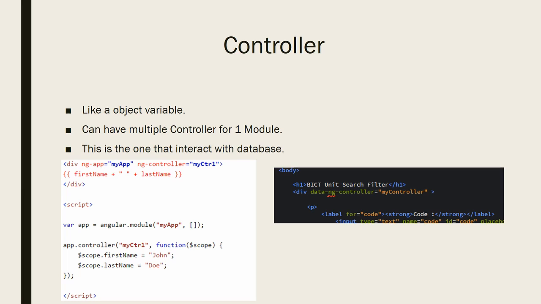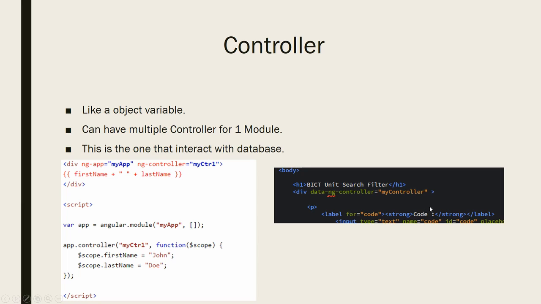This is the one that interacts with the database, like a mediator where you can put code or functions inside it. And this is how it's initialized in the HTML page with data-ng-controller, my controller. And here is an example of how you get it in the JS file.